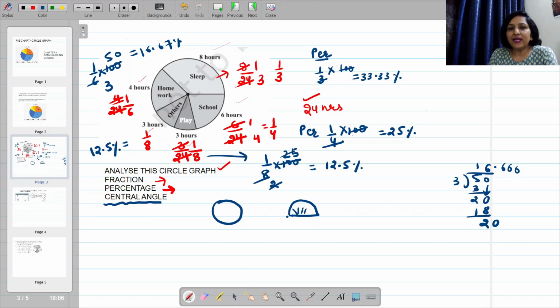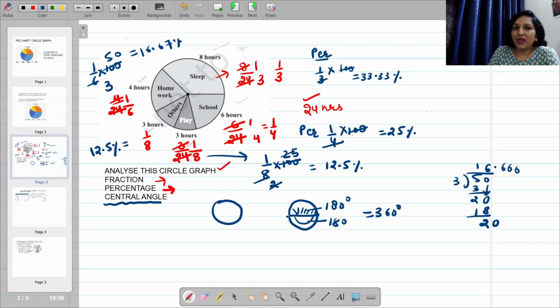What is the complete degree of this protractor? Total 180 degrees are here. If I keep one more protractor like this, 180 degrees up, what is this angle? This is again 180. Is it not making a complete circle? 180 plus 180 is 360 degrees. So understand the total angle made within the circle is always 360 degrees. Okay? Total angle is 360 degrees.